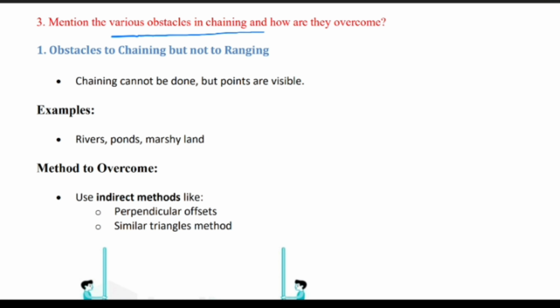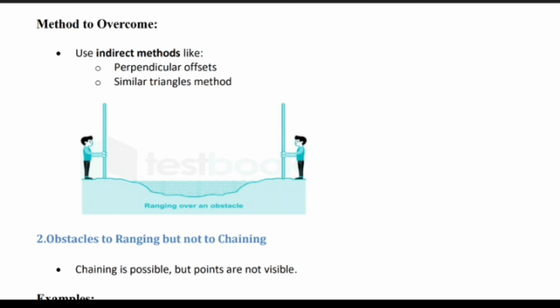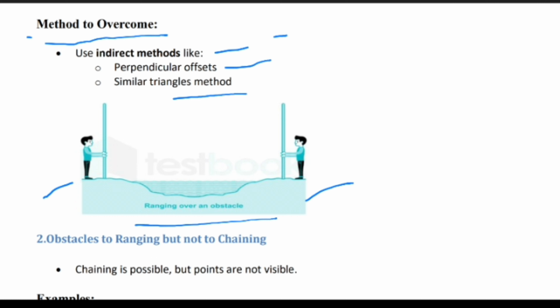Next question: mention the various obstacles in chaining and how to overcome them. First, obstacles in chaining but not ranging, where the points are visible, for example a river, pond or marshy land. This is the diagram: one person stands here and another stands there, ranging over the obstacle. We overcome it with indirect methods, the perpendicular offset method and the similar triangle method.